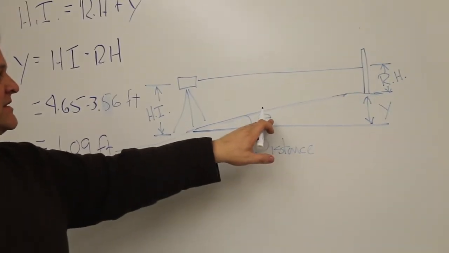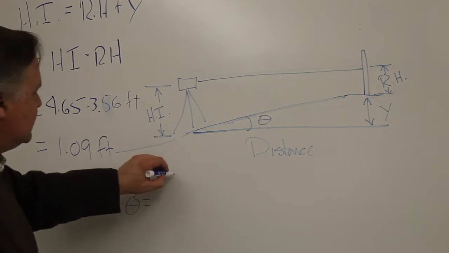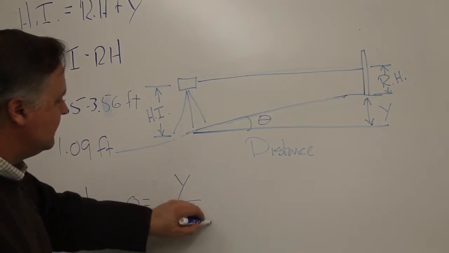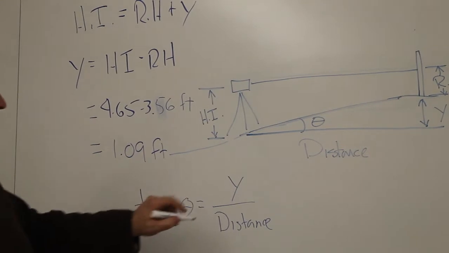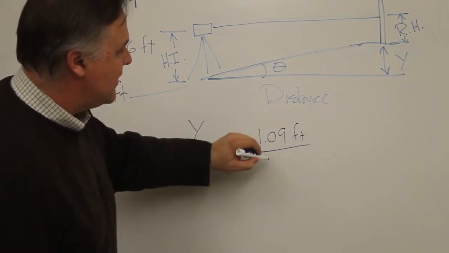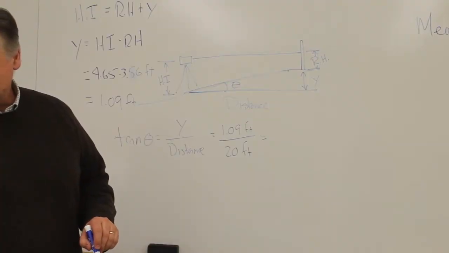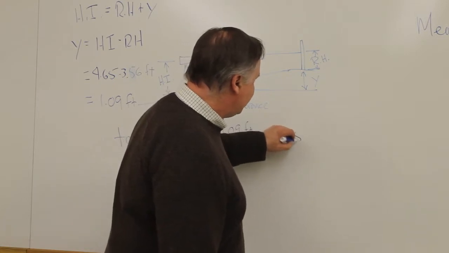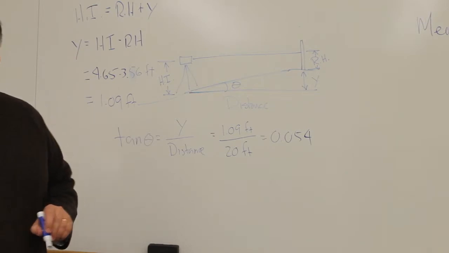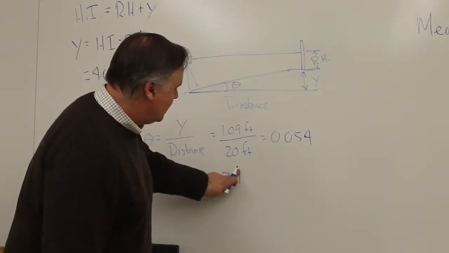We know that the tangent of theta is equal to that change in distance Y divided by the horizontal distance that we measure. So the tangent of theta is equal to 1.09 feet divided by the horizontal distance of 20 feet. 1.09 over 20 is equal to 0.054, and the inverse tangent of 0.054 is 3.1 degrees.